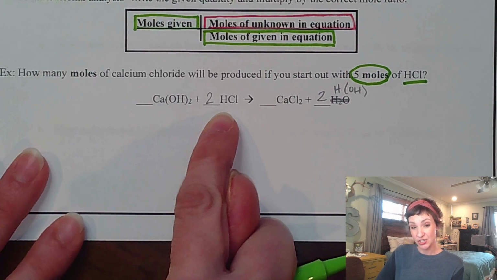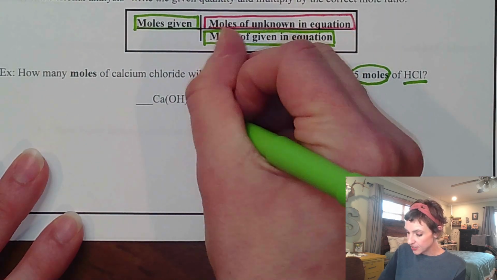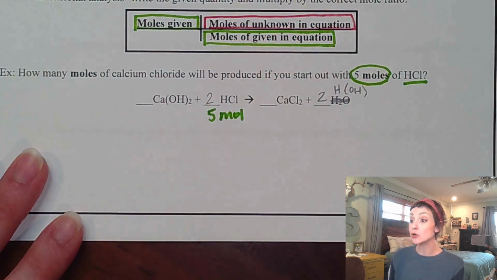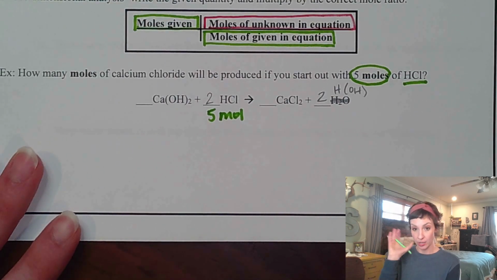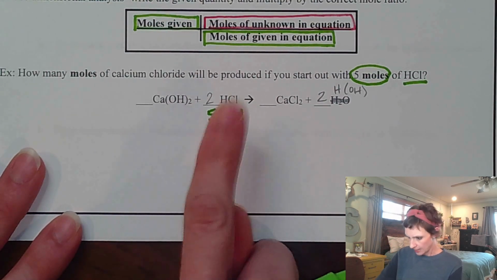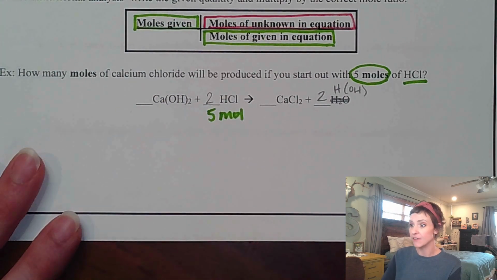How many moles did I start you off with? We have 5. So I'm going to write 5. And I'm going to write the units, mol, underneath there. That means visually I'm like, cool, I'm starting with 5 moles of hydrochloric acid. I love that for me.